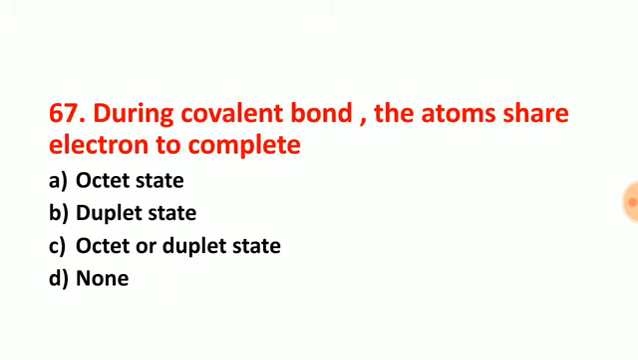Question number 67. During the covalent bond, the atoms share electrons to complete. Sometimes the duplet state, sometimes the octet state. So octet and duplet: some complete their stability by the octet rule and some by the duplet rule. So option C is the correct answer.